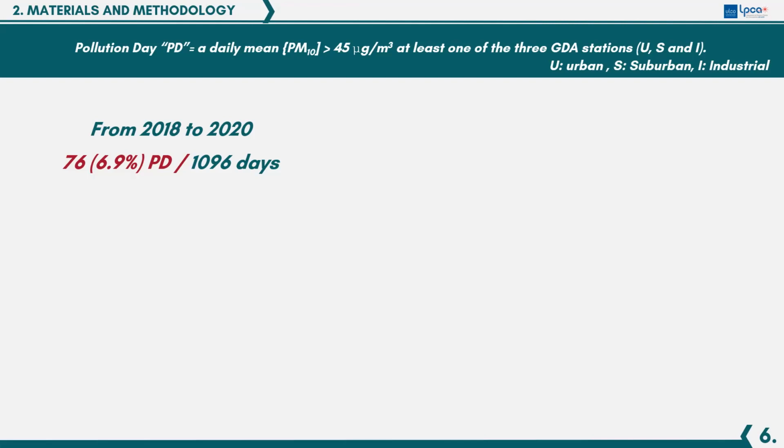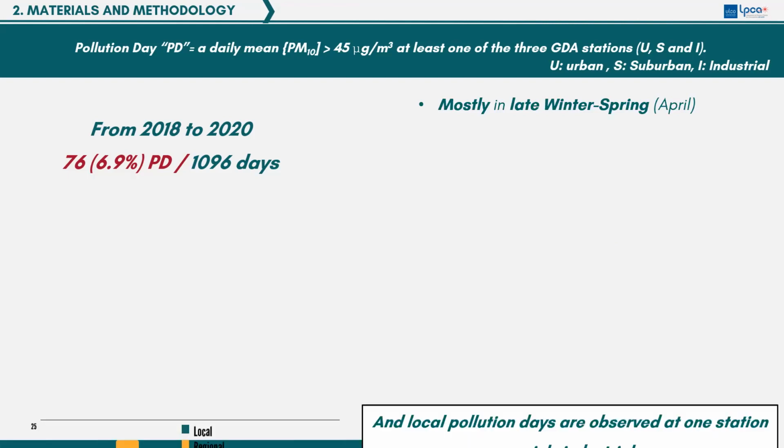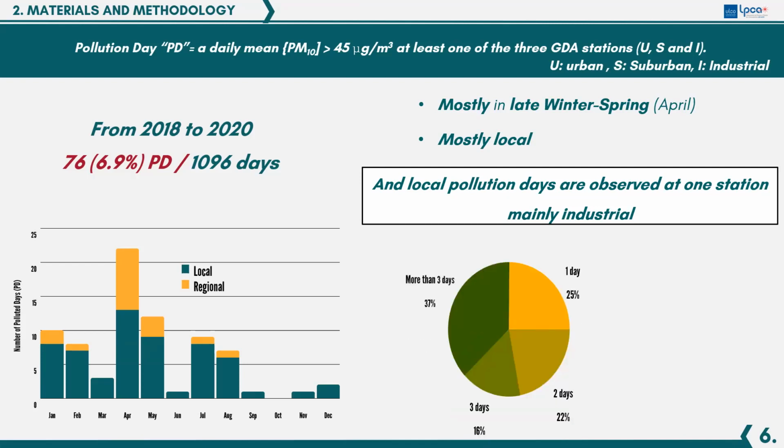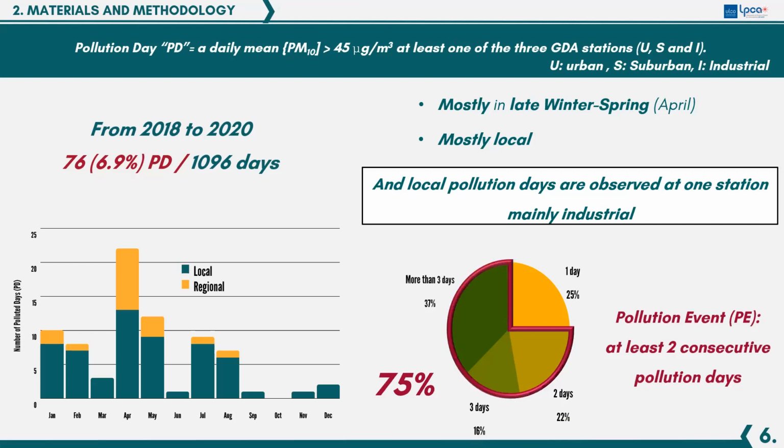So from these 76 pollution days, most of them are recorded in late winter and spring. Most of them are local, identified across the agglomeration, and most of the local pollution is observed at one station, mainly the industrial one, highlighting the importance of industrial activities for this region. So in terms of the duration of the plume, we classified the plumes according to the duration: 1, 2, 3, and more than 3 days. We observed that 75% of these are what we call pollution events, which means that they lasted at least 2 consecutive days. These are the pollution events that we will study in this research.